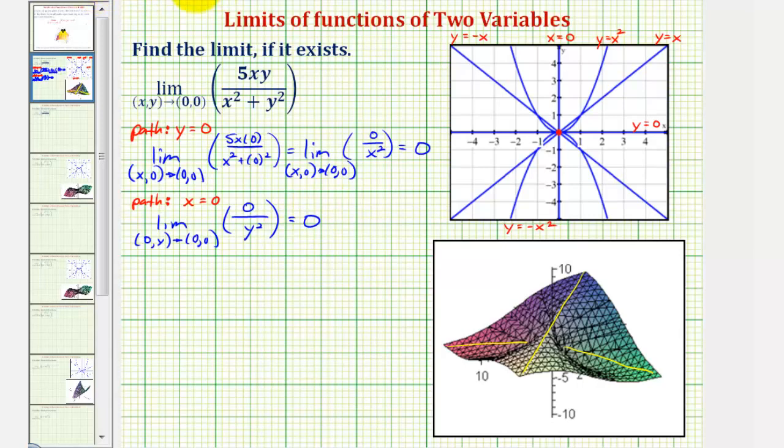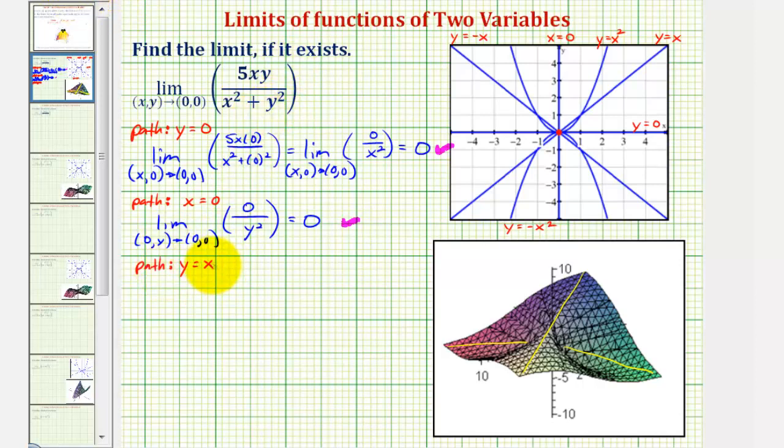So now we've shown that along these two paths, the limits are 0, but once again, that doesn't mean this limit equals 0. And because of the graph of the surface, let's go ahead and consider one of these two paths. These two paths are y equals x and y equals negative x. So let's consider the path y equals x. If this limit is not equal to 0, then we know the original limit does not exist.